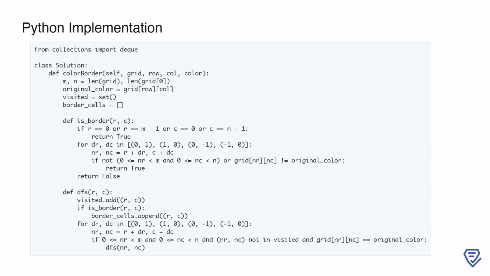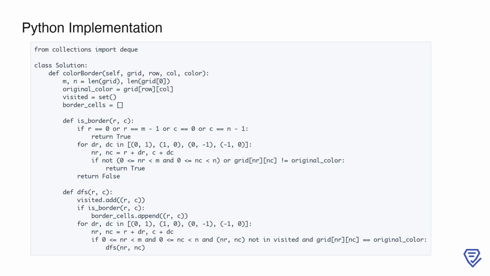Next, there's a helper function is_border, which checks if a cell is on the border of the grid or if it is adjacent to a cell of a different color. It does so by iterating over the 4 possible directions: right, down, left, and up, and checking if the neighboring cell either falls out of bounds or does not match the original color. If either condition is true, the cell is part of the border.